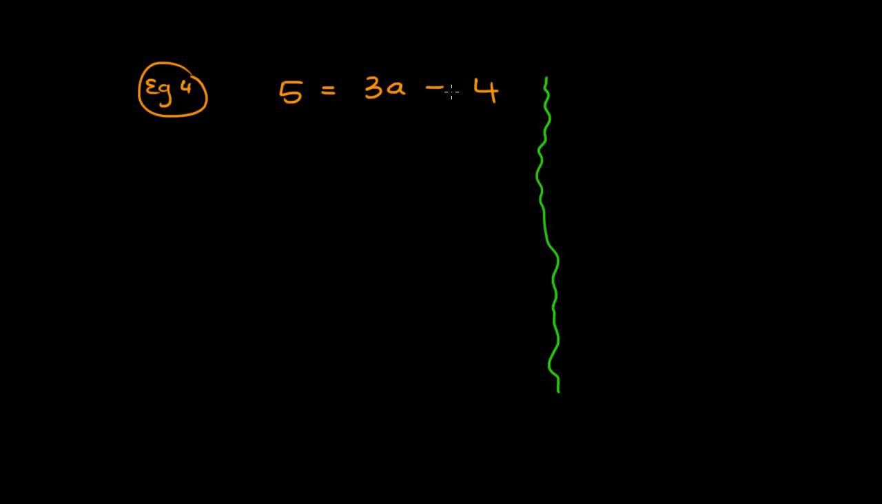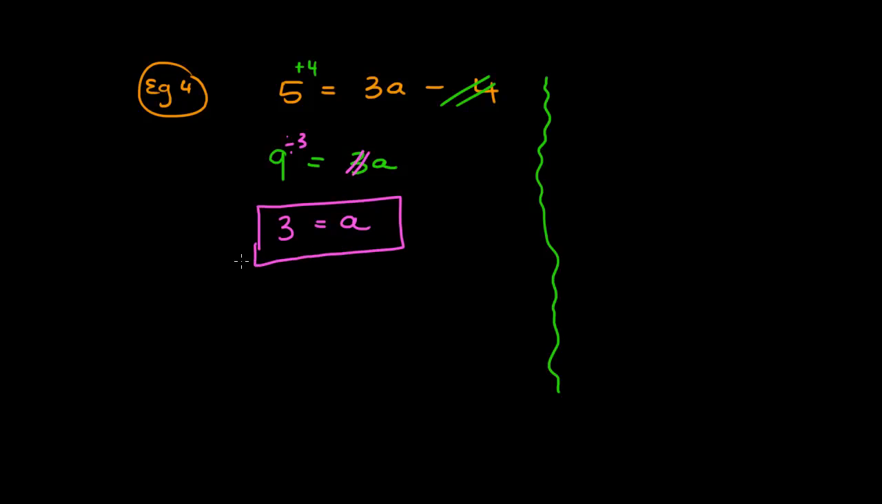But in this case, I want to get the numbers to the left-hand side because the a is on the right-hand side. So let's have a look. We've got a 3 and a 4. Hopefully you realize that the 4 is the one that we can get rid of. So if it changes sides, it changes signs. So 5 plus 4 is 9 equals 3a. Okay, we've got one last step to go. How do I get rid of times 3? Well, we divide by 3. 9 divided by 3 is 3 equals a. I've got my solution, or you could write a equals 3.